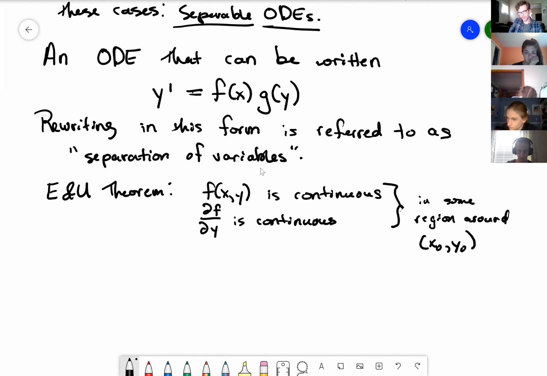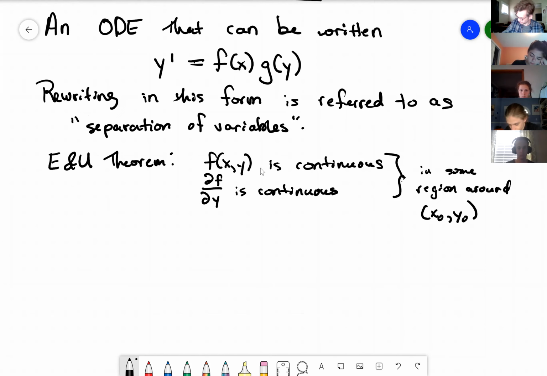And this is particularly easy to check if we have our ODE in separable form, if we've separated the variables. First of all, we have all of the parts that depend on y separated out as their own factor. And so it's easy to check if the partial derivative with respect to y of this whole function on the right is continuous. We just look at is g prime of y continuous.